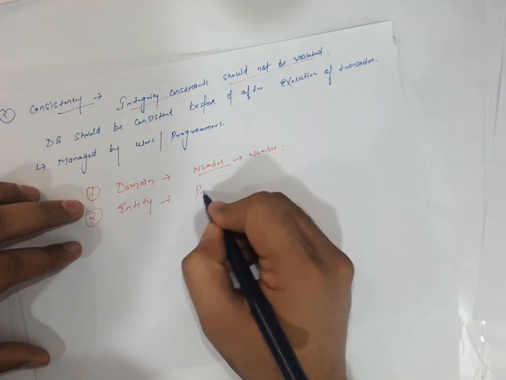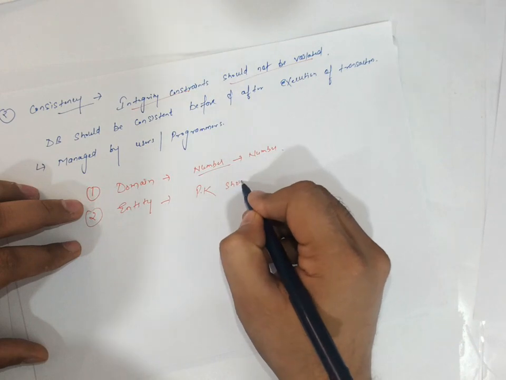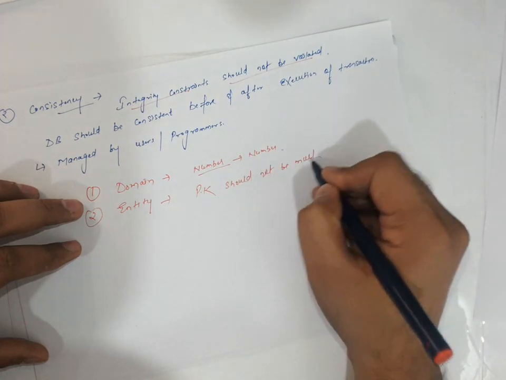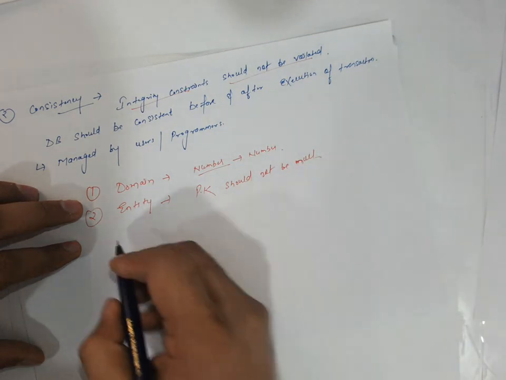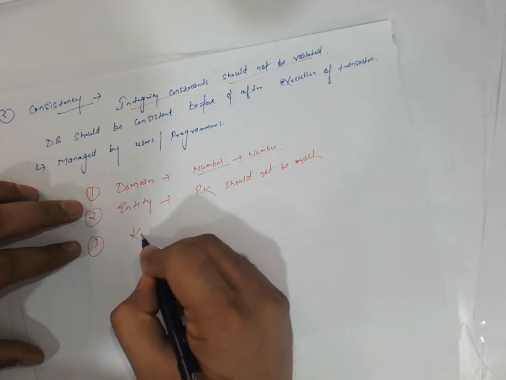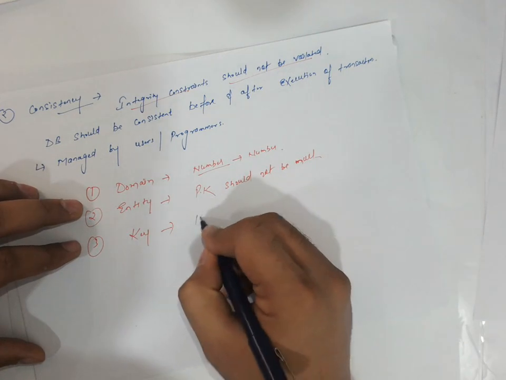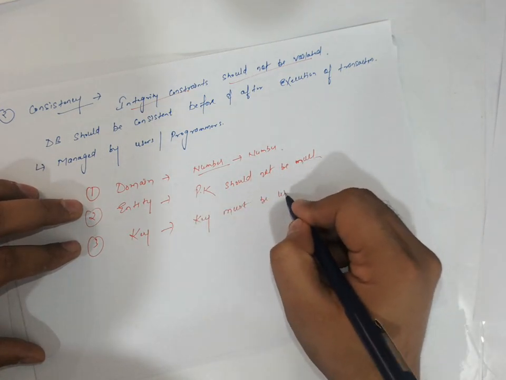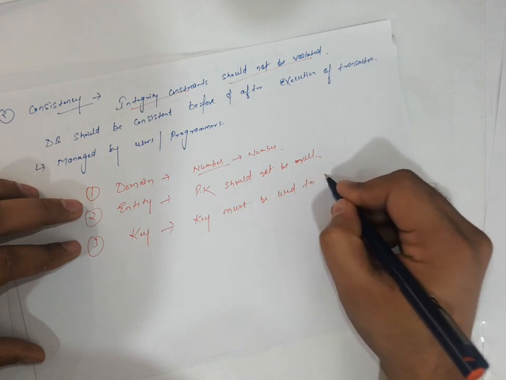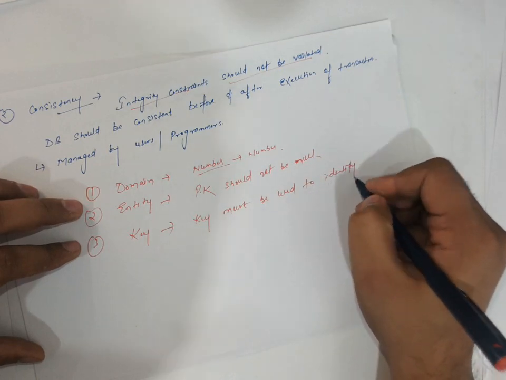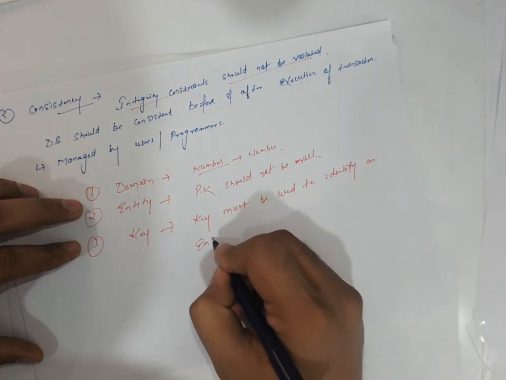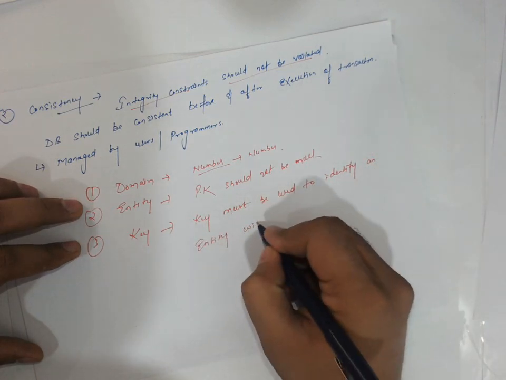The second type of integrity constraint is entity: your primary key should not be null. I hope it is clear. We have already covered this. Third is key constraints. A key must be used to identify an entity within a set.